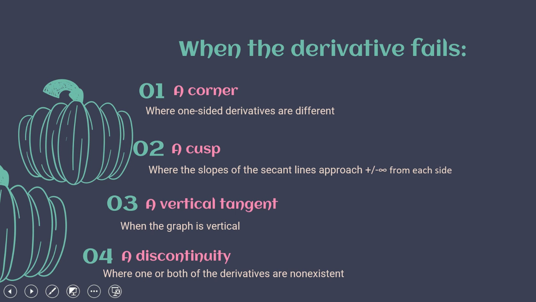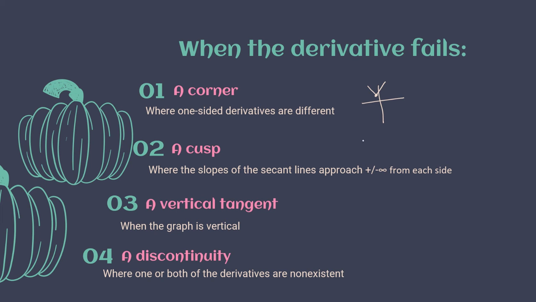So when the derivative fails, there's four instances that we need to know. First is if there is a corner. And the big one on this are our absolute value functions, okay? They make a V and there's a corner. And at that corner, the derivatives will be different from the left hand and the right hand. So there is no derivative at a corner.